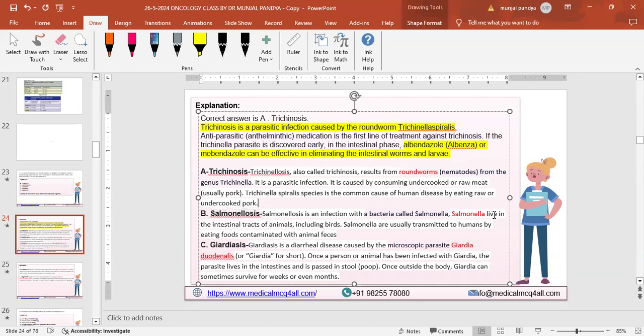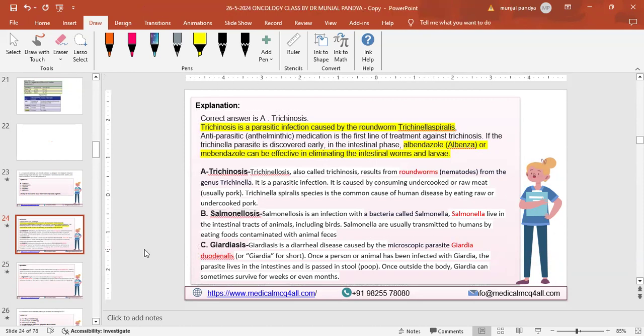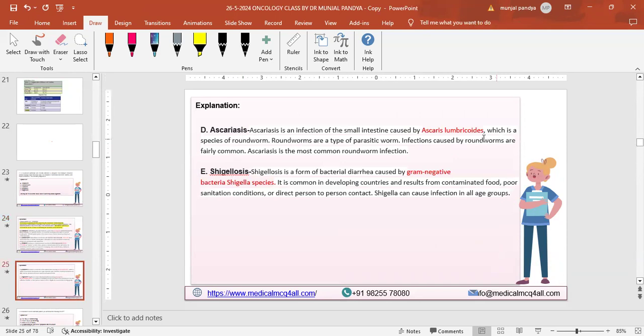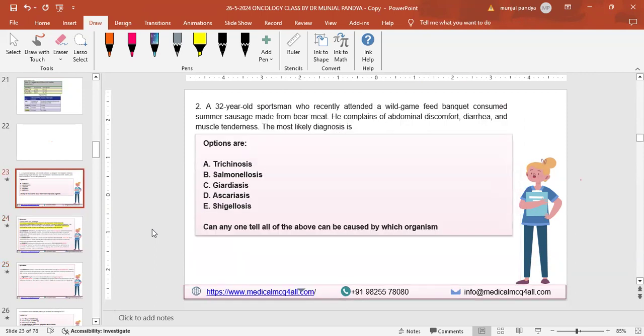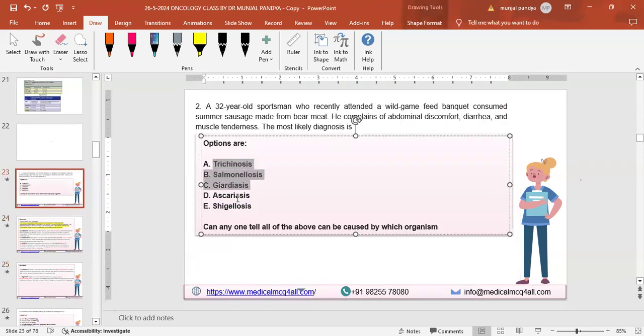Salmonellosis is caused by Salmonella. Third thing, giardiasis: Giardia duodenalis is the name of the organism. Ascariasis is caused by Ascaris lumbricoides, and shigellosis is caused by gram negative bacteria, which usually cause diarrhea, Shigella species. Right, so that's it. So you need to read all these four or five things. Spend a couple of hours on them.